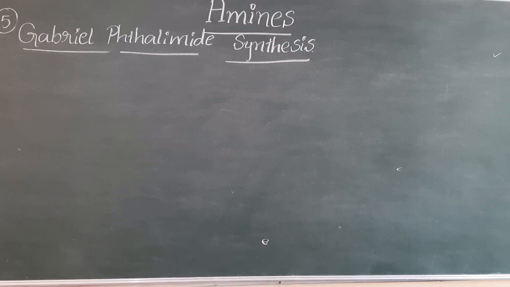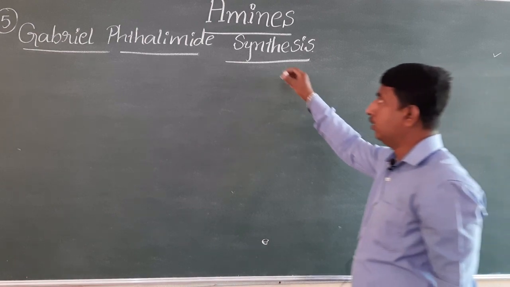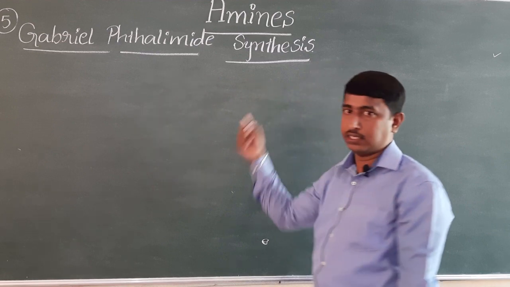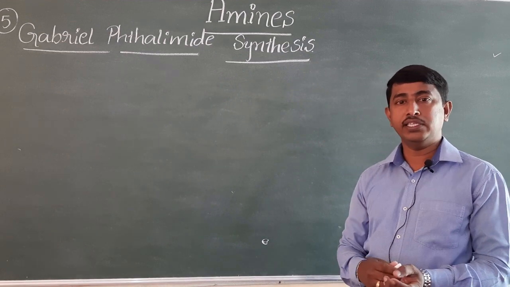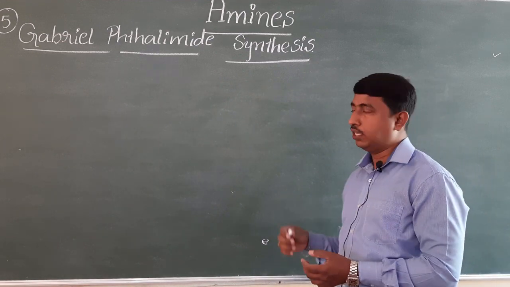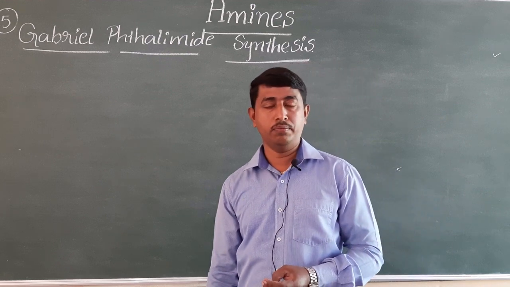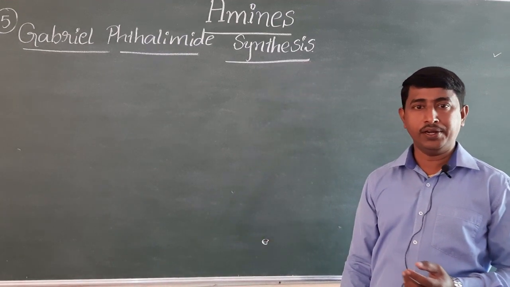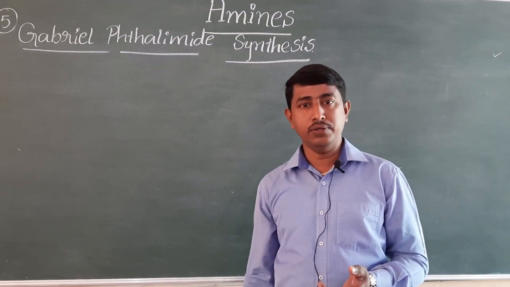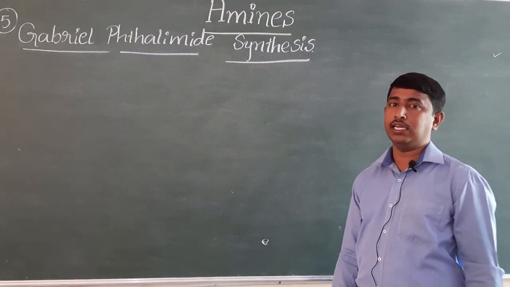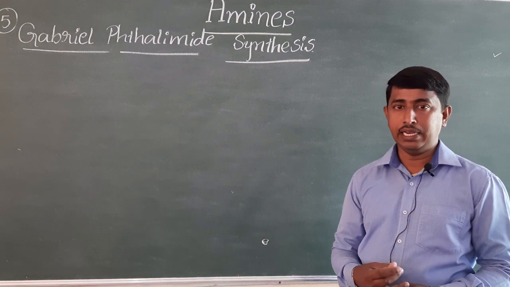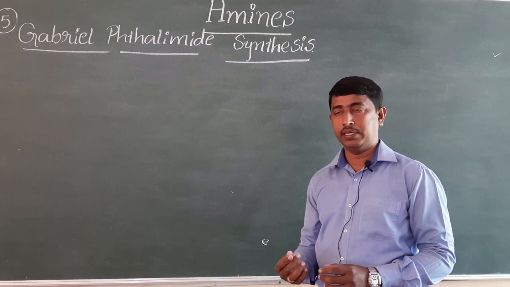In today's class, we are continuing the methods of preparation of amines, that is Gabriel phthalimide synthesis. Already we have finished 4 different methods. The first is the reduction of nitro compounds. For example, nitrobenzene, when it is reduced using a reducing agent, that is metals in acidic medium, will give aniline or benzenamine. That is the first method.